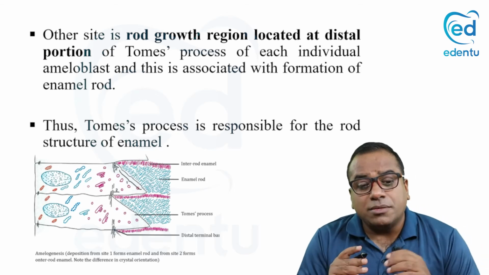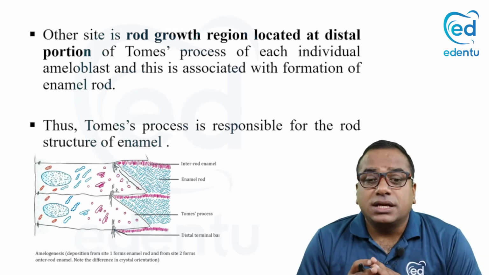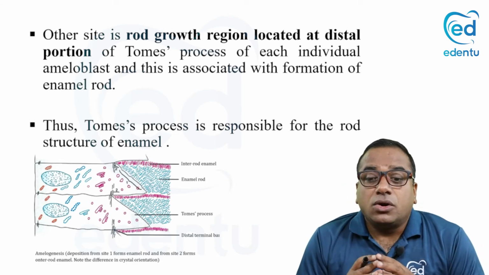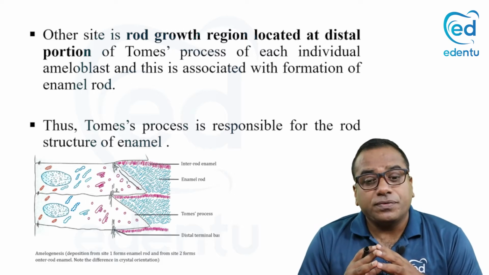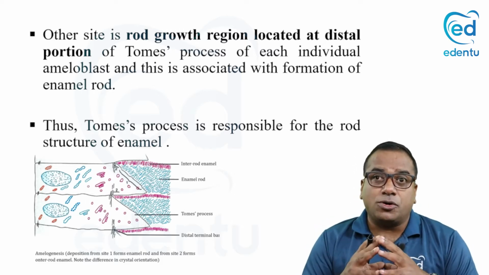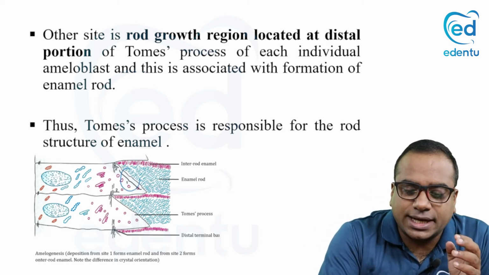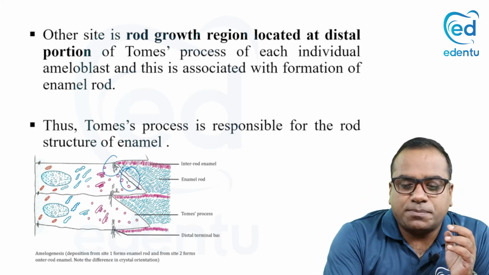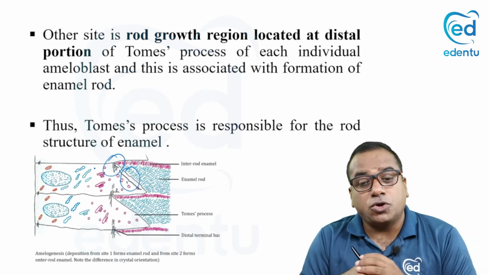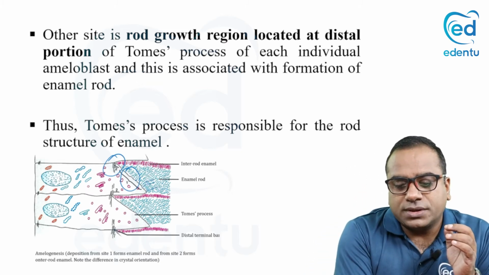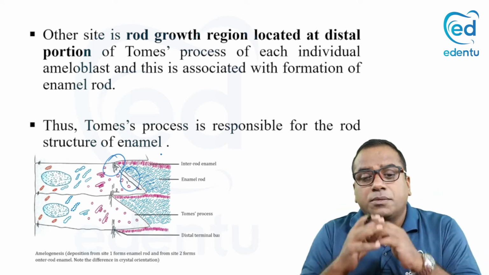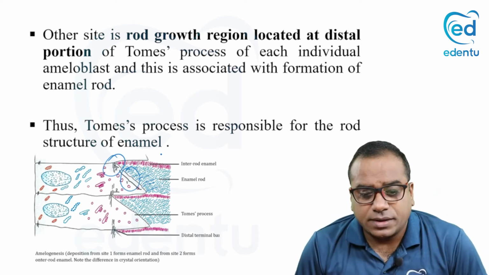Next, coming to site number 2, the other site is the rod growth region, located at the distal portion of Toomes' process of each individual ameloblast and associated with formation of enamel rod. So this is the second place. This is place number 1, this is place number 2. From this area also, deposition is going to take place.